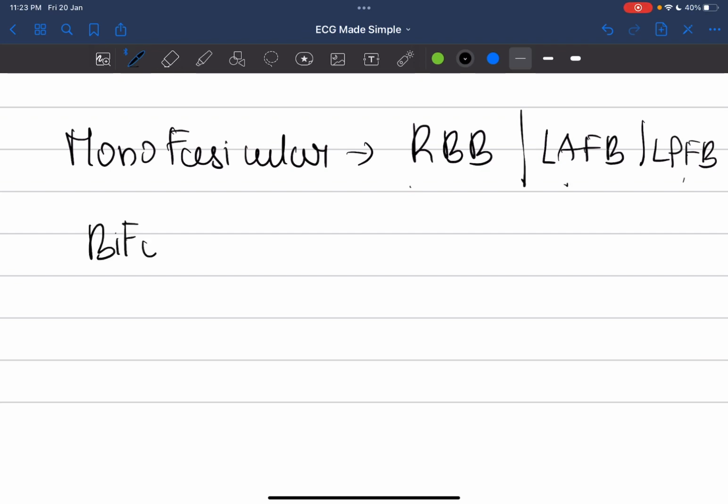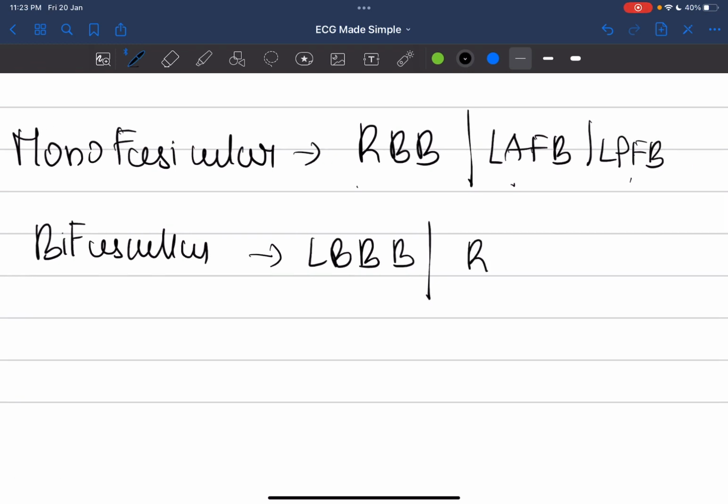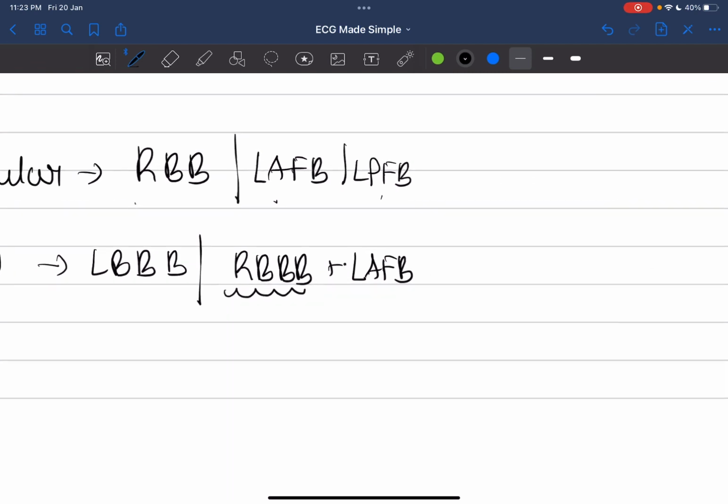What is a bifascicular block? LBBB by itself is a bifascicular block. And then you have to look at any patient with a right bundle branch block. Always look for the presence of LAFB. If there is right bundle branch block plus left anterior fascicular block, then that gives a chance it is a bifascicular block. So bifascicular blocks are a little more dangerous than a plain right bundle branch block.